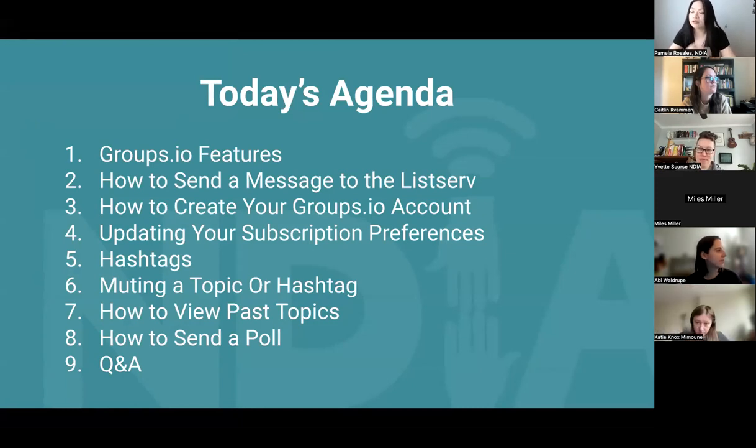So first we'll talk about the Groups.io features, and then we'll go into how to send a message to the listserv, how to create your Groups.io account, updating your subscription preferences, which is super easy, what are hashtags and how to use them, what is muting a topic or a hashtag and how to do that, and then how to view past topics. And then also how to send a poll. And then we will also have a Q&A at the end.